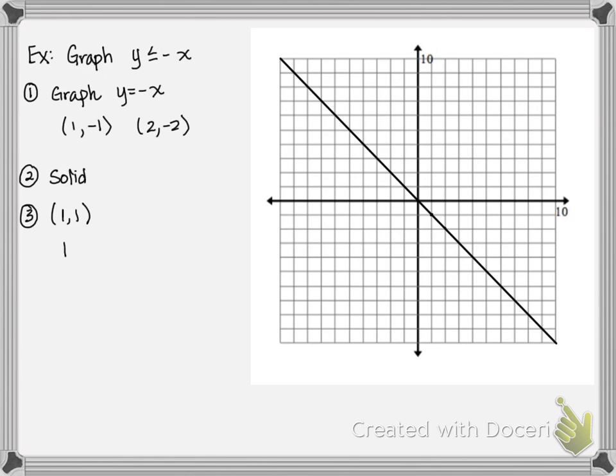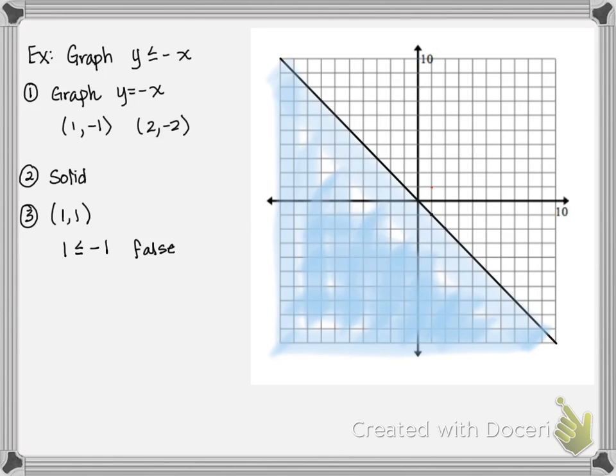So we have 1 is less than or equal to -1. And that is false. So 1, 1 is right here, which means I want to shade the entire region that doesn't include that point. So that's all of this. And again, we have y alone on one side of the equation, and we have y is less than, and so that also shows us we want below that line.